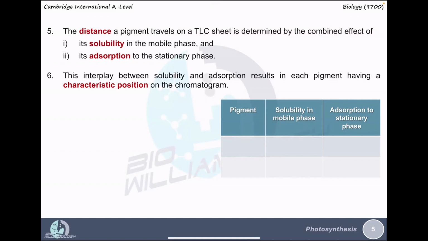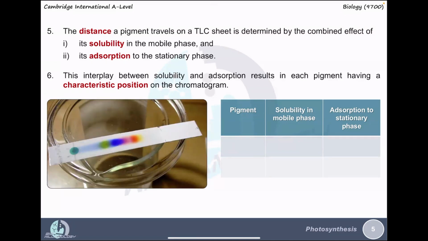So what is a chromatogram? If you look at this diagram, this is a chromatogram. And you can see that at the end of the process, we have the origin line. Okay, this is the origin line.